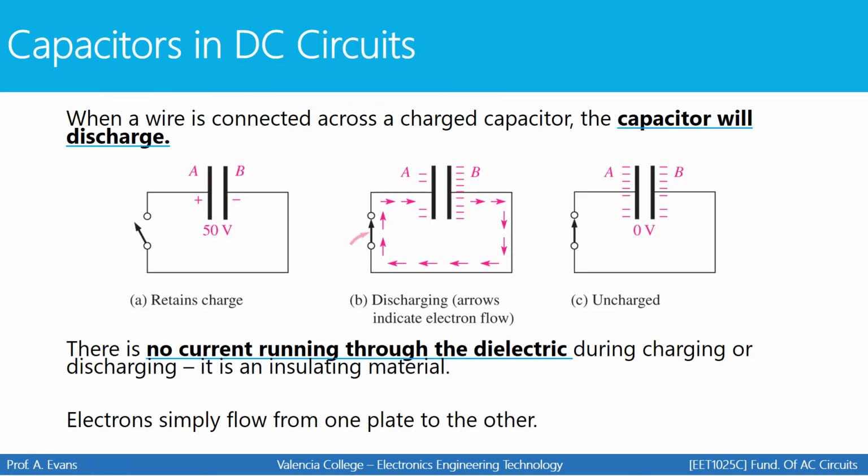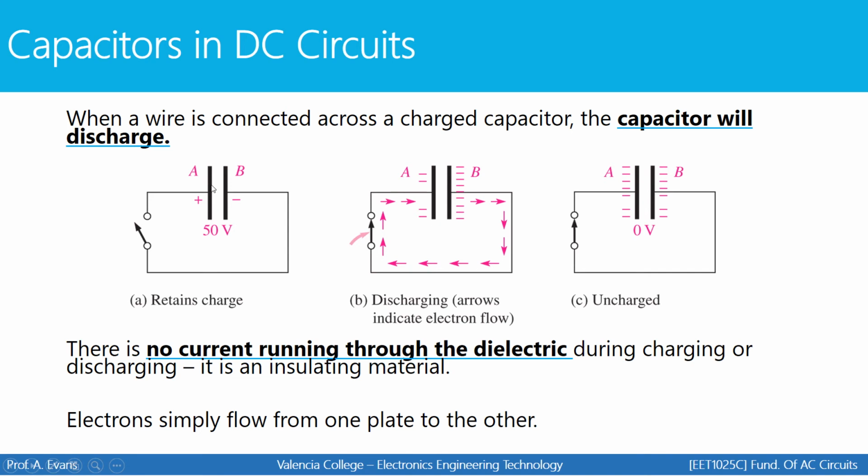All right, so when we have our charged capacitor, it has retained its charge from being connected to a DC source, and we're going to then connect a wire across the two leads of the capacitor. Then the capacitor will begin to discharge.